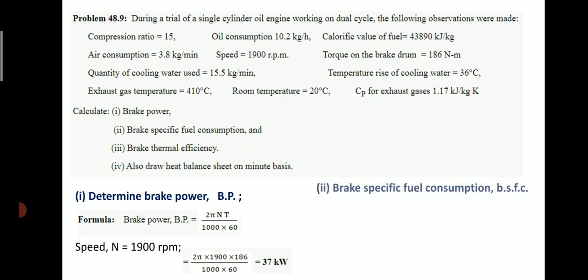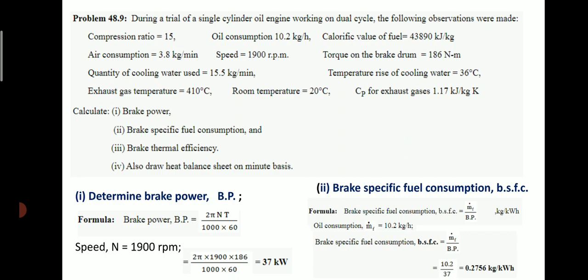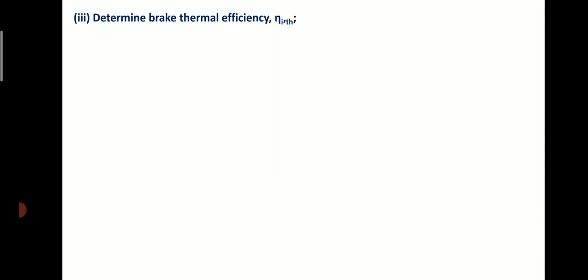After that, let us calculate brake specific fuel consumption, BSFC. The formula is BSFC is equal to mass of the fuel upon brake power. So here the oil consumption is 10.2 kg per hour. So 10.2 divided by brake power, which is 37 kilowatt, gives 0.2756 kg per kilowatt hour. This is the value for BSFC.